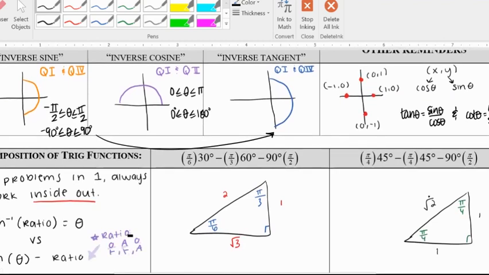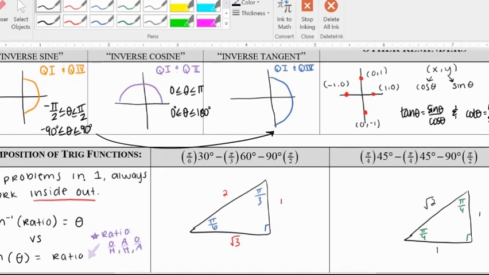All right, so the problems that we're going to be dealing with are going to be two problems in one, okay? So that's the difference between what we've been doing and what we're going to do today. So we're going to have two problems in one, and you want to work from the inside out. But what's critical with these problems is you need to pay attention to whether you've been given a ratio or you need to find the ratio. So again, when you're given a ratio, okay, that means that they're probably trying to find the angle, right? Because you already know the ratio. So you'll see something like sine inverse of a ratio, and then your job is to find the angle.